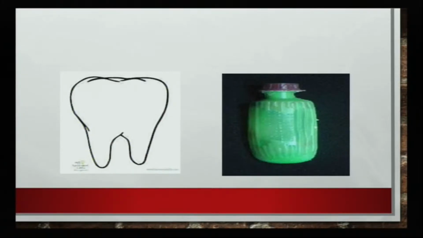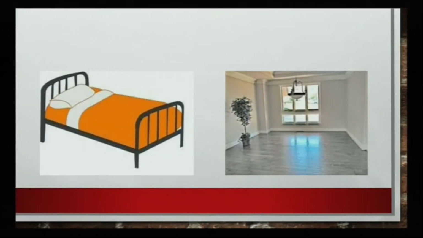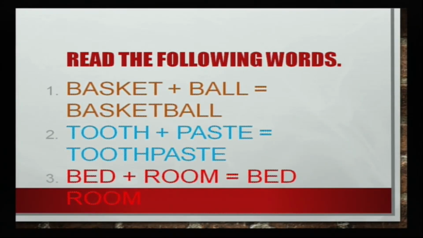What do you see on the screen now, students? What is it that you can see? One is a tooth and the other is a paste. So, what does that make it? Toothpaste. Wow, well done. What do you see on the screen now? Okay, there is a bed and a room. So, students, when you put these words together, what happens? Basket plus ball becomes basketball, tooth plus paste becomes toothpaste, and bed plus room becomes bedroom.